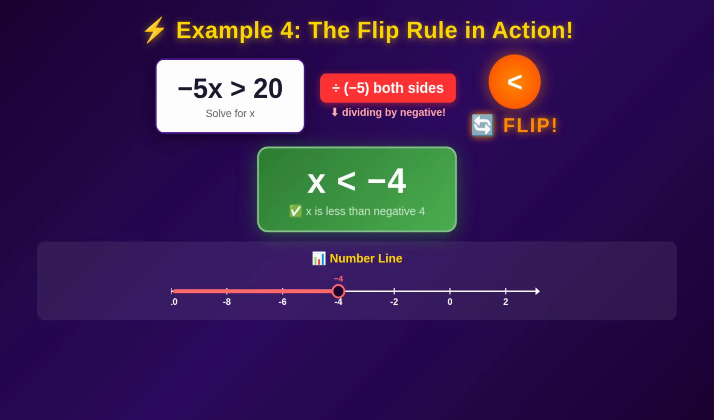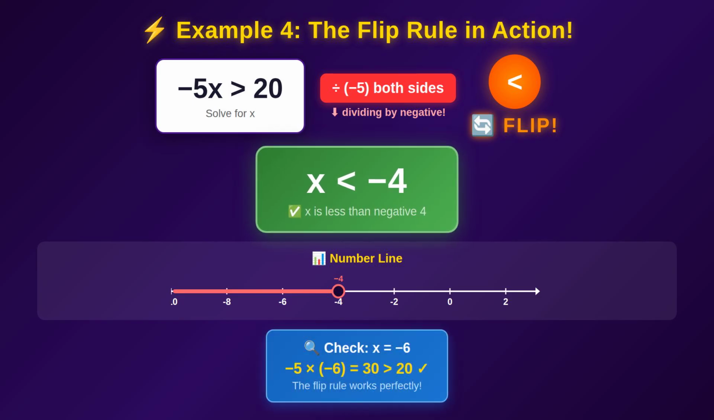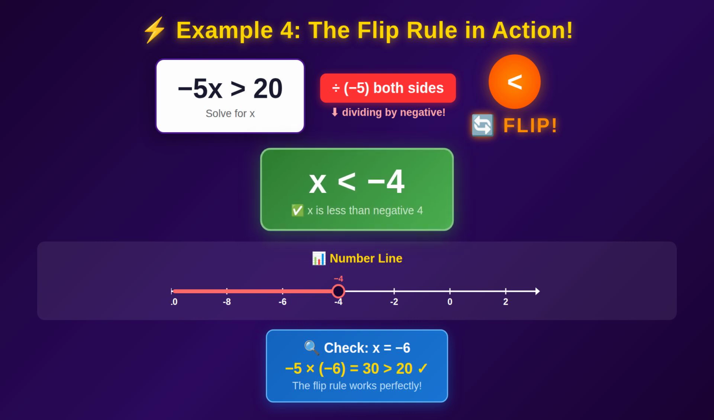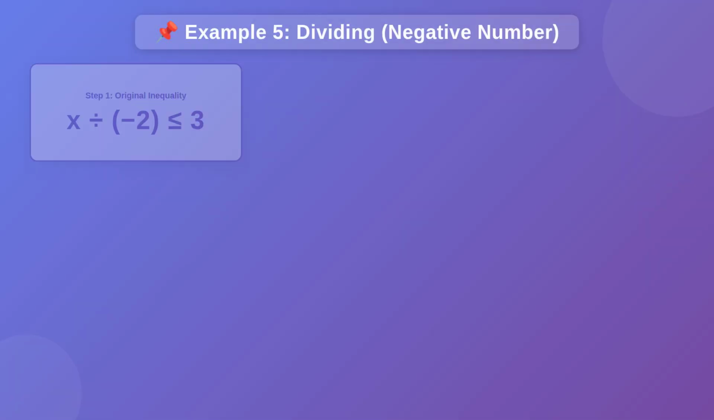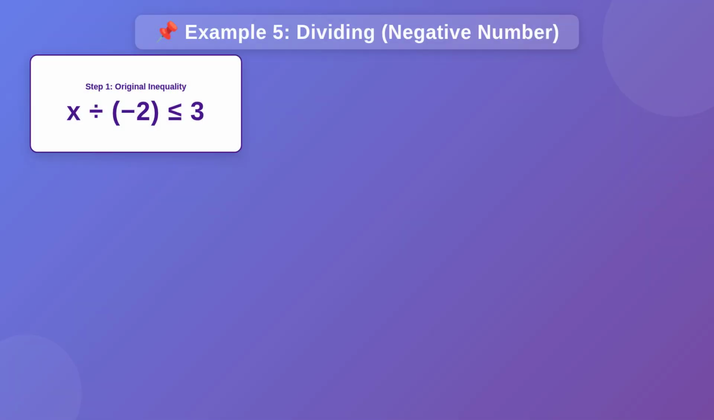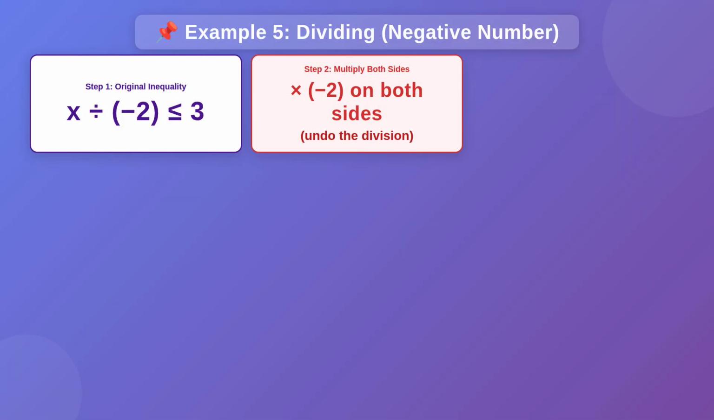On the left, negative 5x divided by negative 5 is x. On the right, 20 divided by negative 5 is negative 4. So x is less than negative 4. Open circle at negative 4, shade left. Let's check with x equals negative 6. Negative 5 times negative 6 is positive 30, and 30 is greater than 20. The flip rule works perfectly.